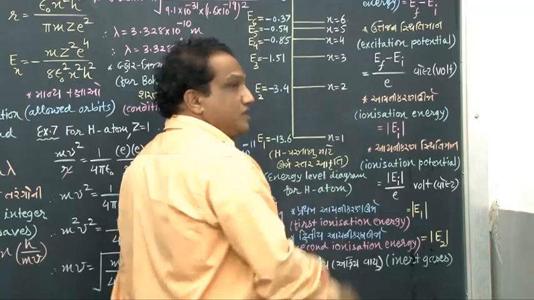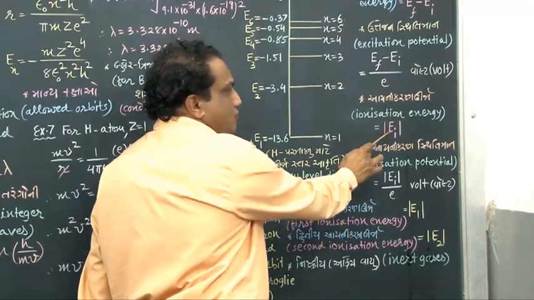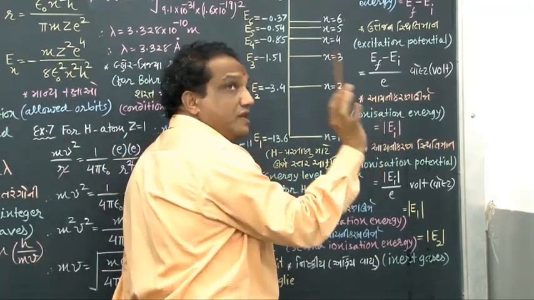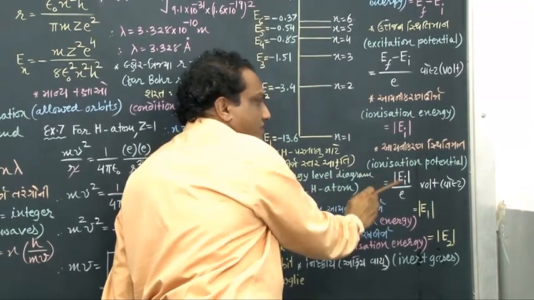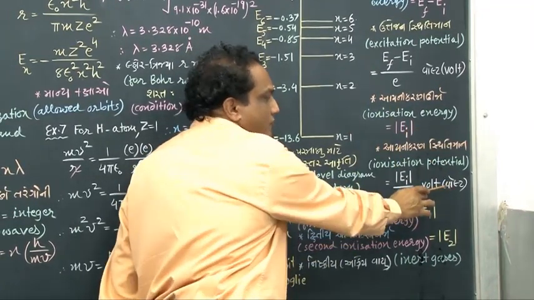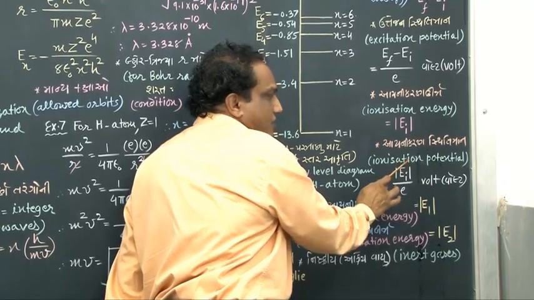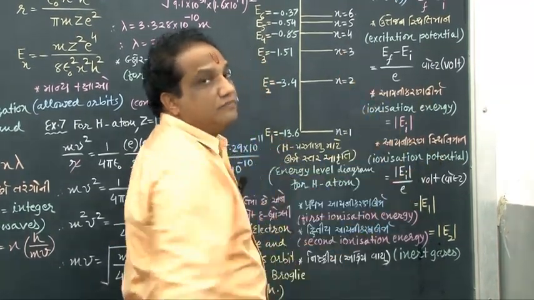And the corresponding potential, if you require it, then you should measure the energy in electron volt. And if electron volt is divided by e, that answer will be in volt, which is called ionization potential.